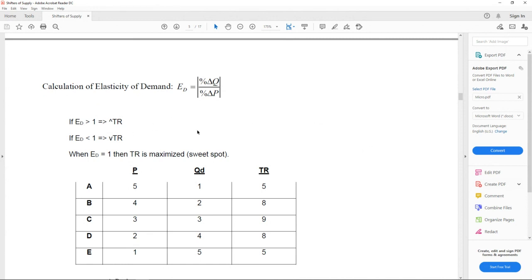If we understand the relationship between total revenue and elasticity, and we'll see the two graphs, one on top of the other. If we can just see the total revenue curve, we can determine if elasticity is greater than 1, equal to 1, or less than 1. In fact, we just look at the calculations for total revenue. If elasticity of demand is greater than 1, total revenue is increasing. If elasticity of demand is less than 1, total revenue is decreasing.